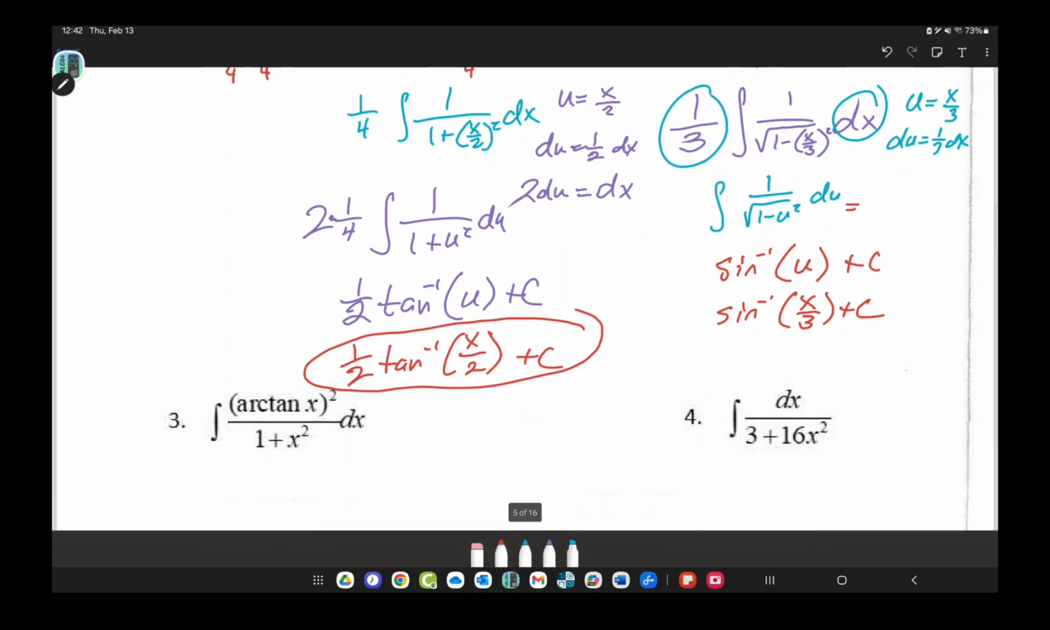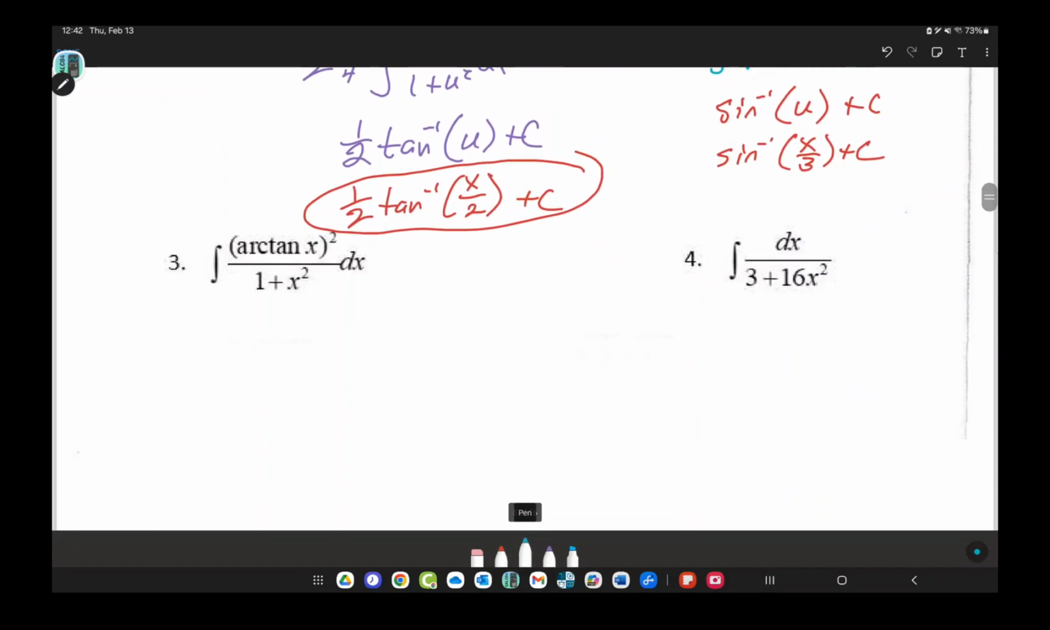Oh, this one looks fun because we have our tangent here. So what do you think we're going to do? We can't use calculators. You're going to substitute. Now, do we already have a derivative here inside the function? Yeah. So what are we going to substitute in for? Arctangent.